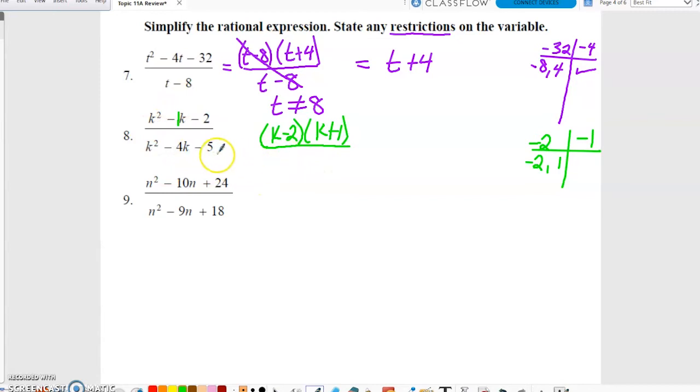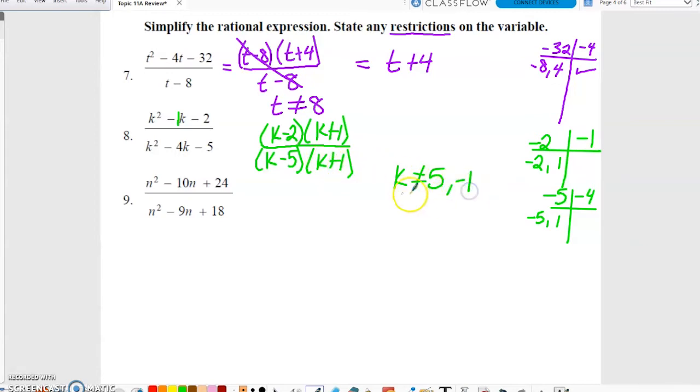Same thing for my denominator, factoring -5 to get a sum of -4. That would be -5 and +1. So we're going to get k minus 5 and k plus 1. Go ahead and list my restrictions. I'm going to say k can't equal +5, because if we solve this one for k, we get +5. And then k plus 1, set it equal to 0, we're going to get a -1. So k cannot equal +5 or -1.